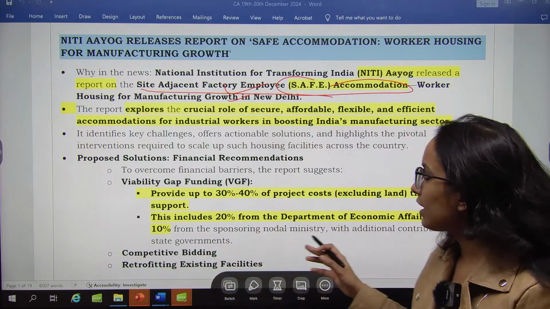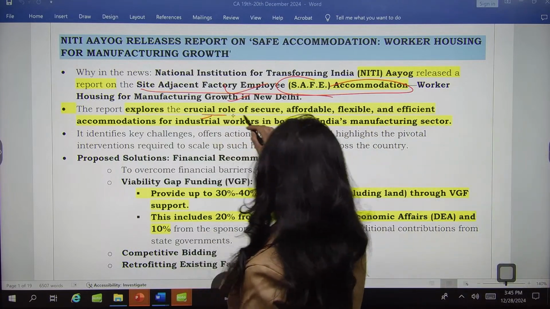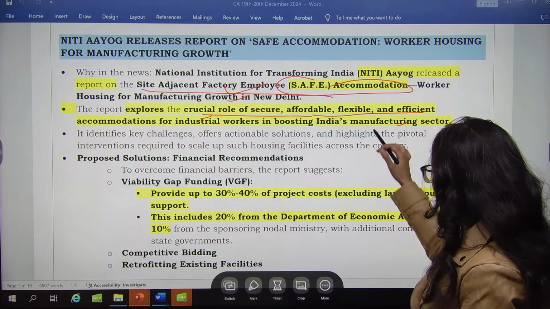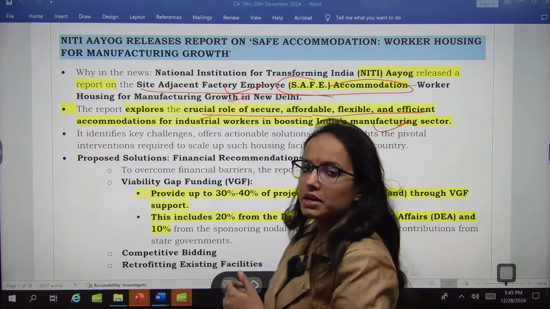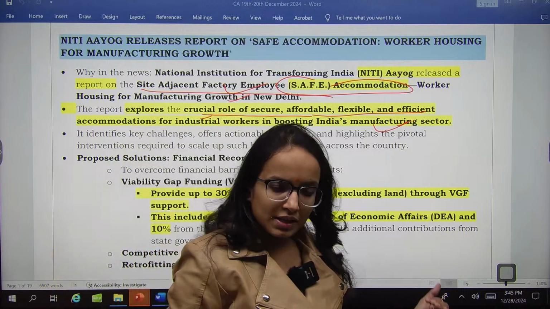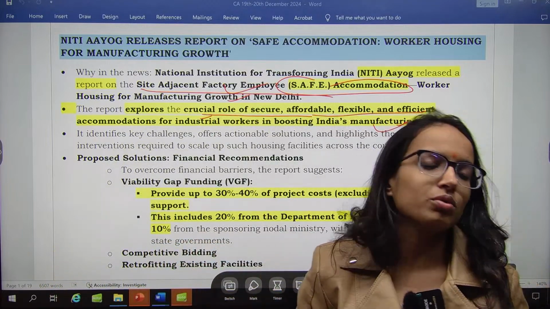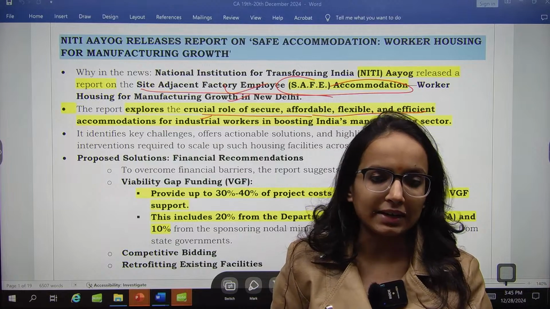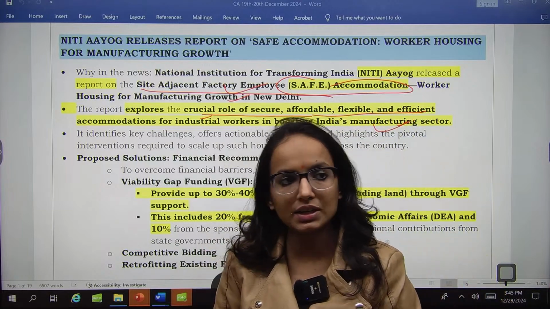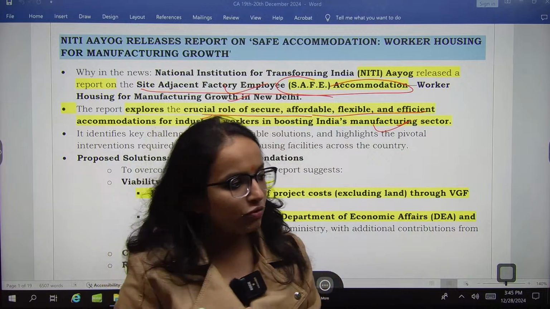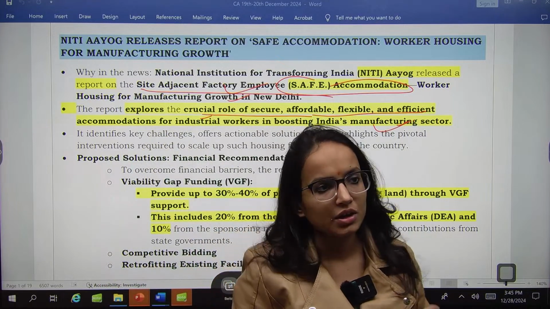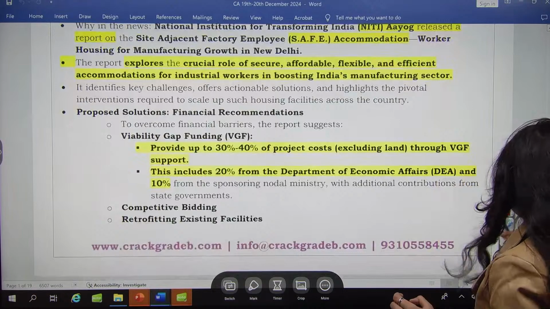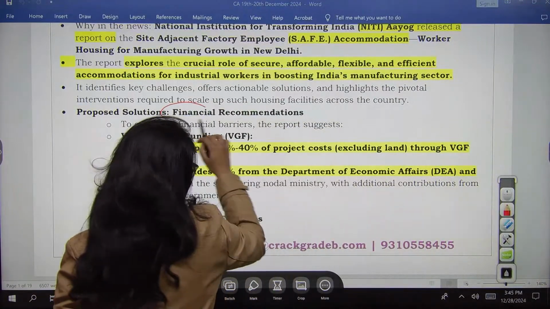In this report, Niti Aayog has highlighted the very crucial role of secured, affordable, flexible and efficient accommodation for industrial workers in boosting India's manufacturing sector. If you are providing these workers safe, efficient accommodation close to the work location, that is going to boost their productivity. They will be incentivized to participate in industrial production activities, and that is going to boost India's manufacturing sector as well. This is the highlight of the report, right? I hope you have understood this. And for this, Niti Aayog has given certain suggestions as well, certain financial recommendations.